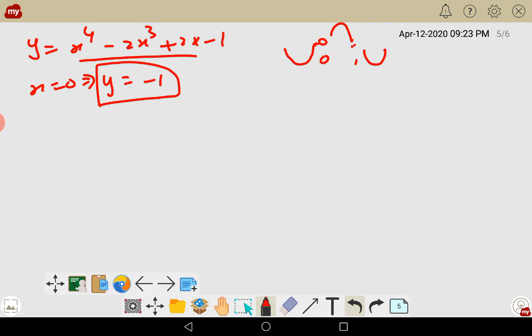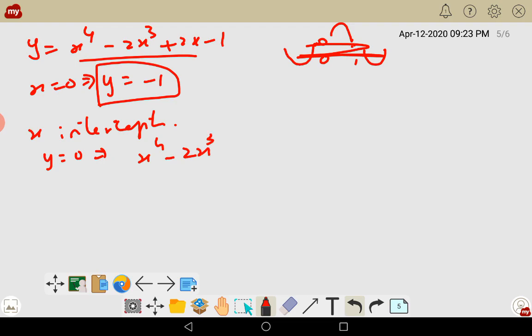In this check, we will check where the concave up and concave down comes. Before that, what is x-intercept? X-intercepts are the roots of this one, isn't it? Take y equal to 0, solve this one by the same method we have solved the first derivative.